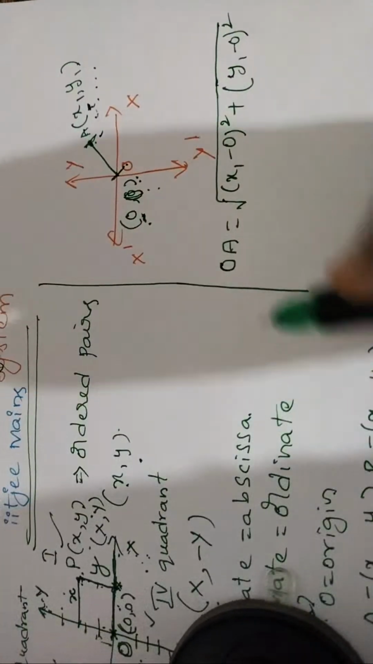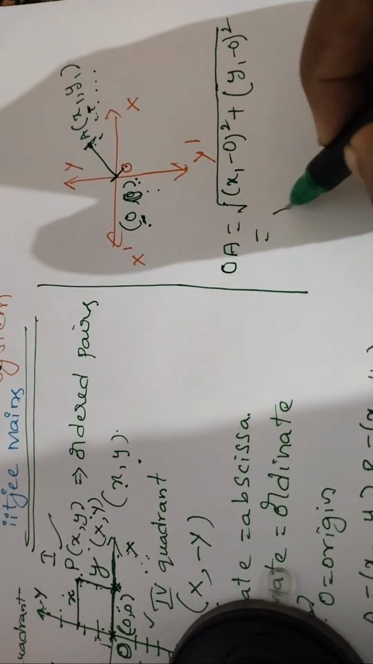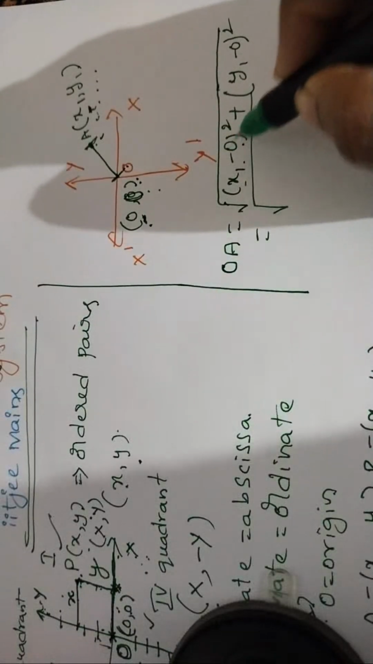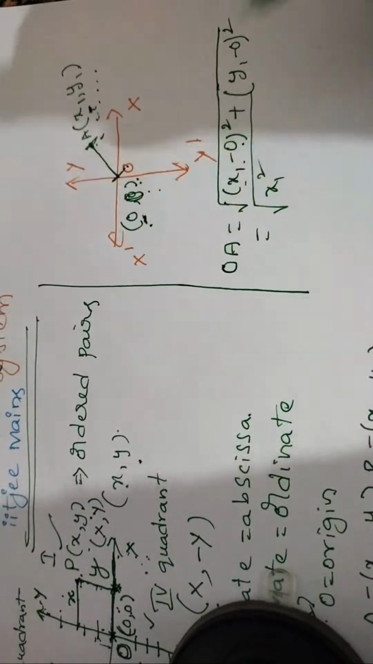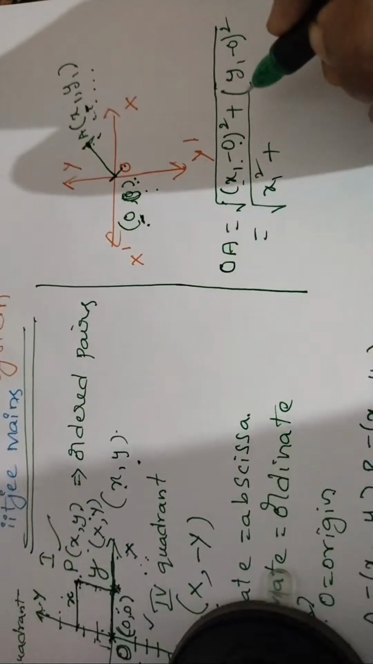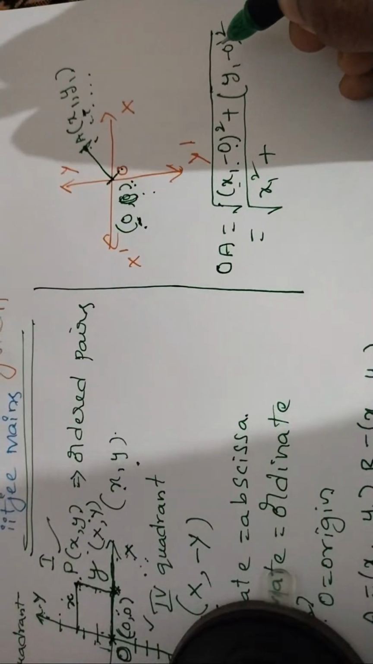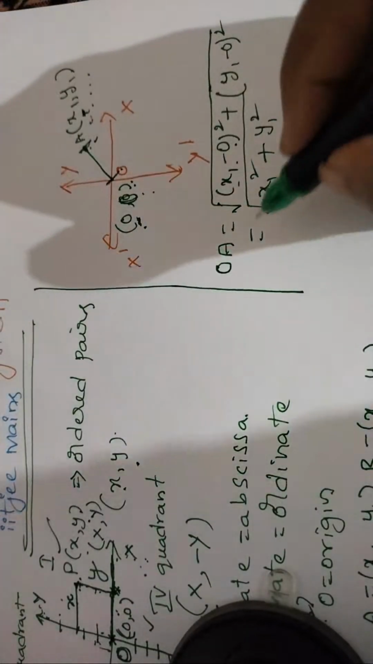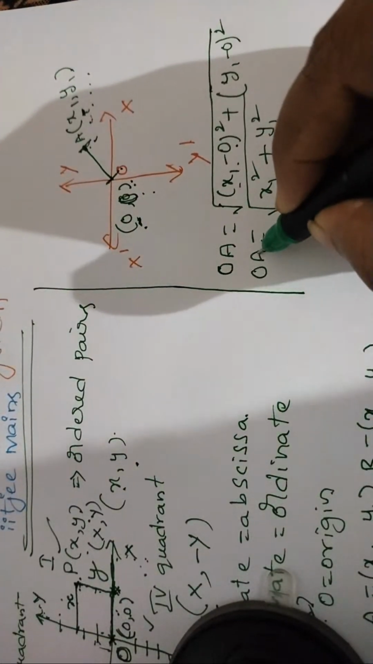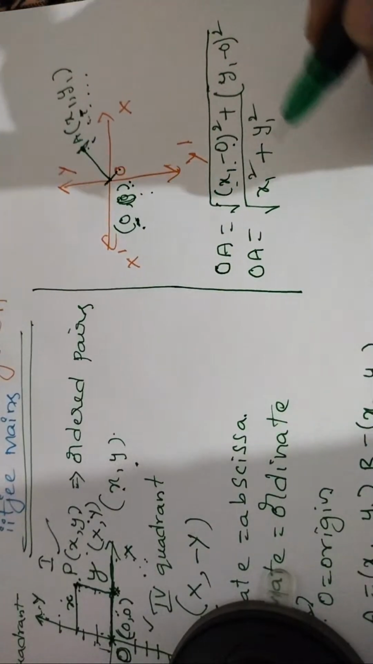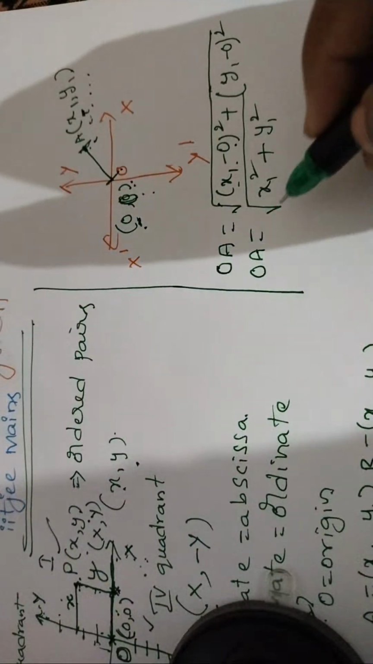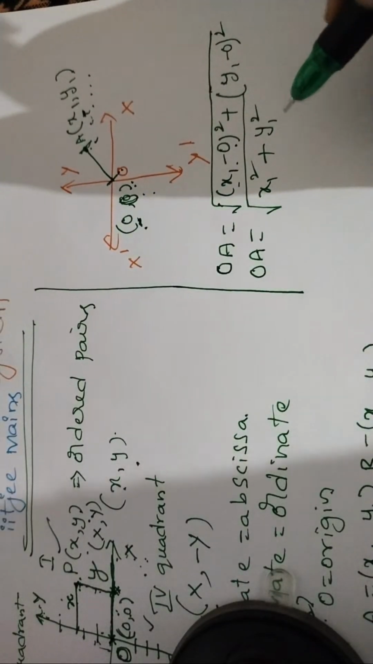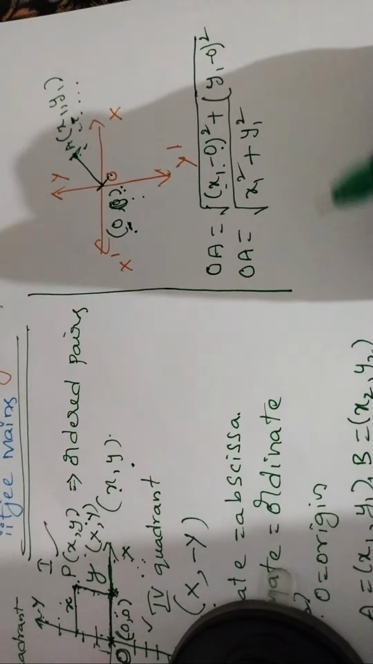Next, x1 minus 0. What is the value? For 0 there is no value, remove it. So x1 square plus y1 minus 0 whole square, again remove 0, so y1 square. So the distance between the origin and point A is the square root of x1 square plus y1 square. Next, I will give one more example.